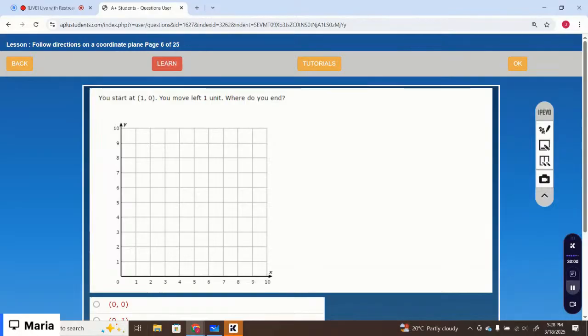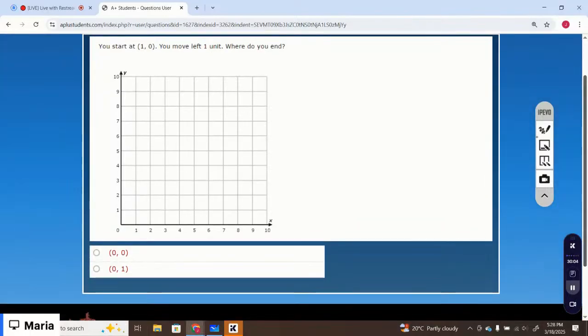You start at 1, 0. You move left 1 unit. Where do you end? 1, 0. You end up on 0, 0. Option number 1 is the correct option.